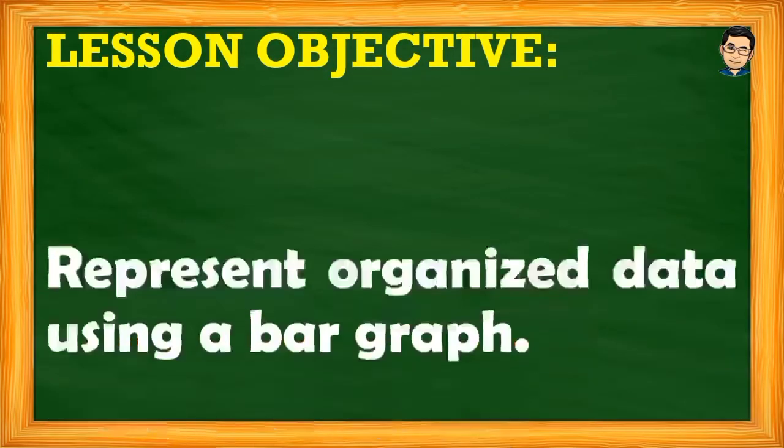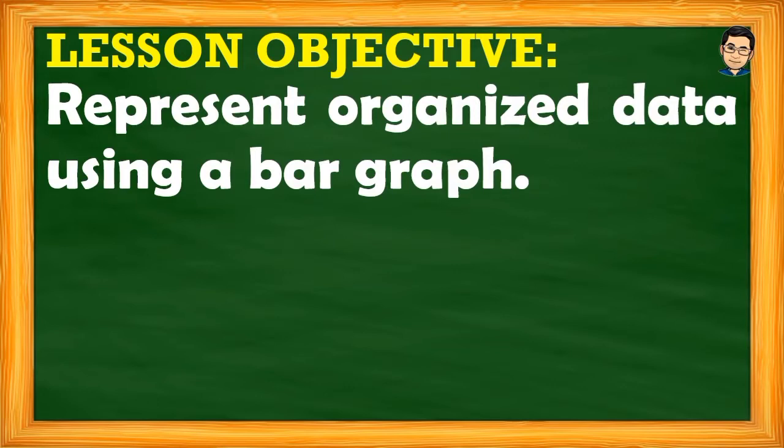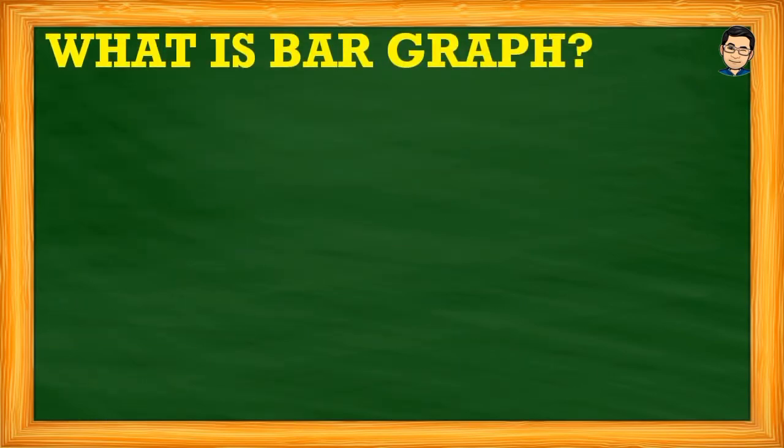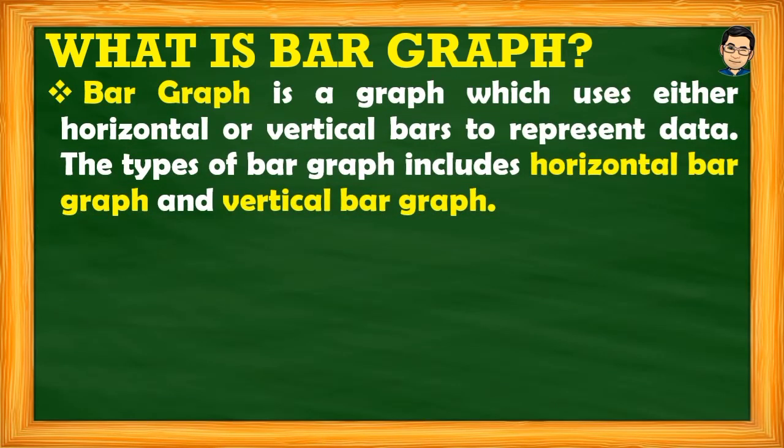For the lesson objective, basically, we will again represent organized data, this time using a bar graph. So what is a bar graph? A bar graph is a graph which uses either horizontal or vertical bars to represent data. There are two types of bar graph: horizontal bar graph and vertical bar graph. Kapag horizontal bar graph po, yung mga bars ay nakapahiga. Kapag vertical bar graph naman, yung mga bars ay nakatayo.